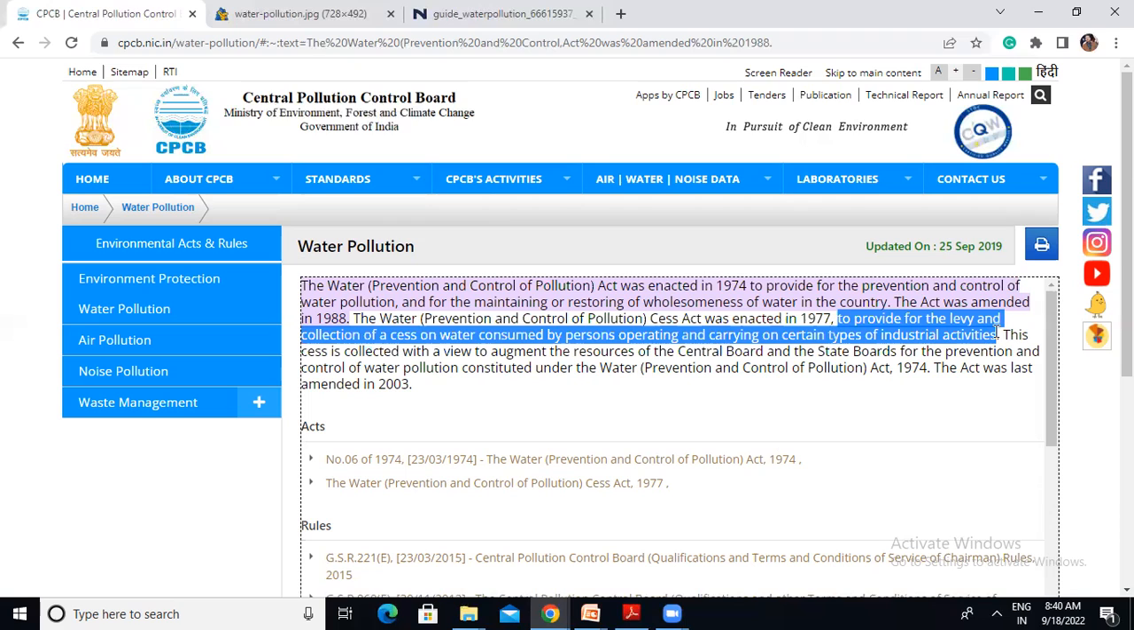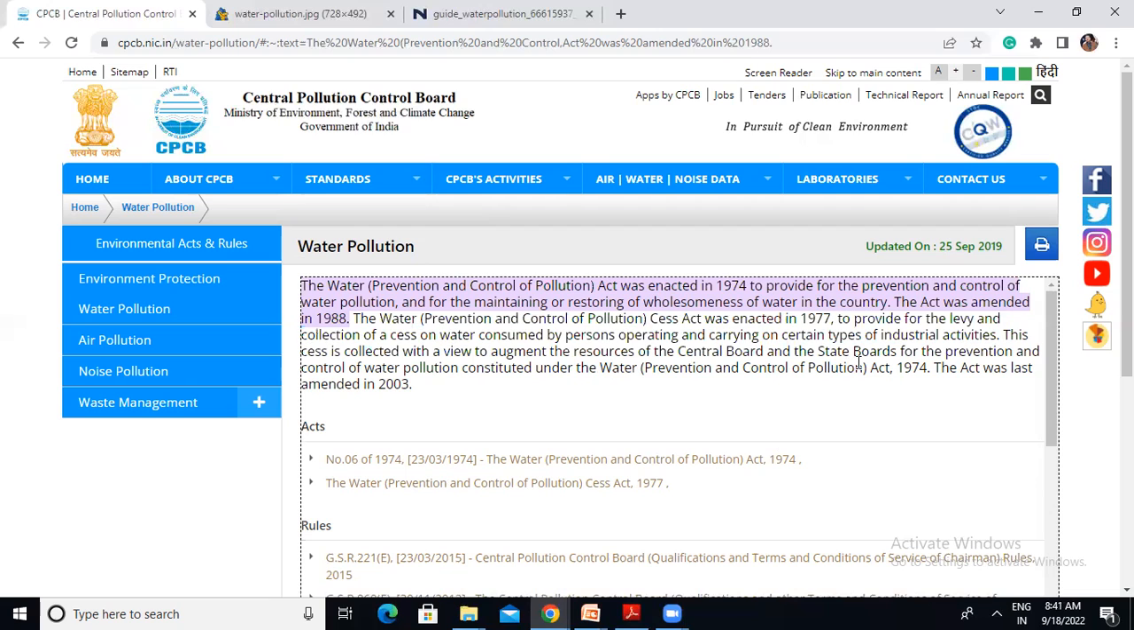We know what industrial activity means, right? This cess is collected with a view to augment the resources of the central board and the state boards for the prevention and control of water pollution constituted under the Water Prevention and Control of Pollution Act 1974. And the last time this act was amended was in 2003.